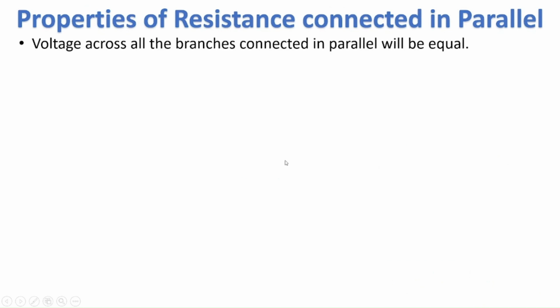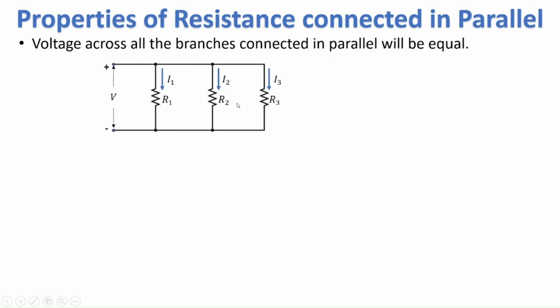Now let us move to the properties of resistances connected in parallel. The first property says that the voltage across all the branches connected in parallel will be equal. If I take this circuit as an example, if the supply voltage is V here, each branch of resistance connected in parallel with each other will have the same voltage drop. I1 R1 will be equal to I2 R2 and equal to I3 R3, and all these voltage drops will be equal to V only. This is the first property.